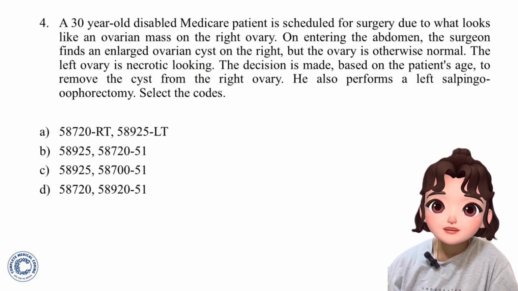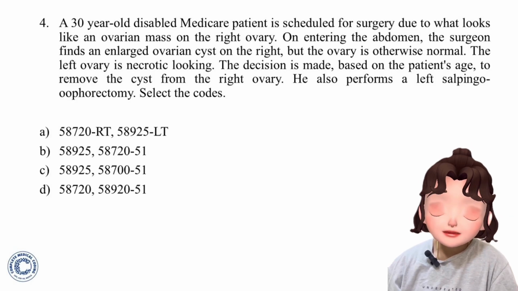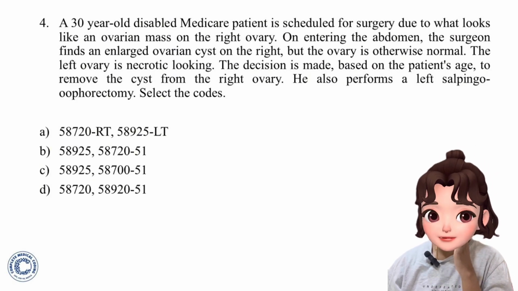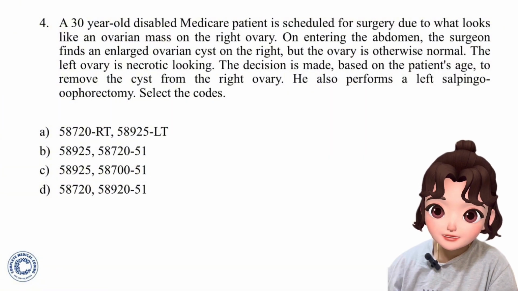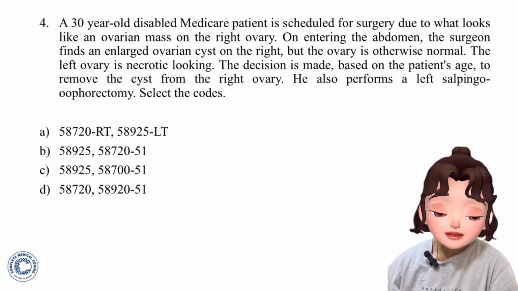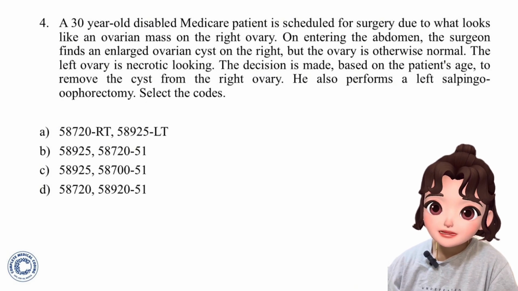If you go to option C, again the same code with another code, 58700. What is 58700? 58700 is just salpingectomy only, complete or partial. No, we need salpingo-oophorectomy, so that is the wrong code. And if you go to option D, 58720 is the salpingo-oophorectomy code. And what is 58920?